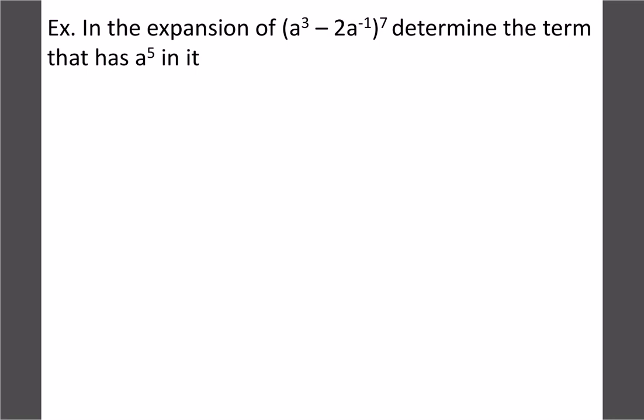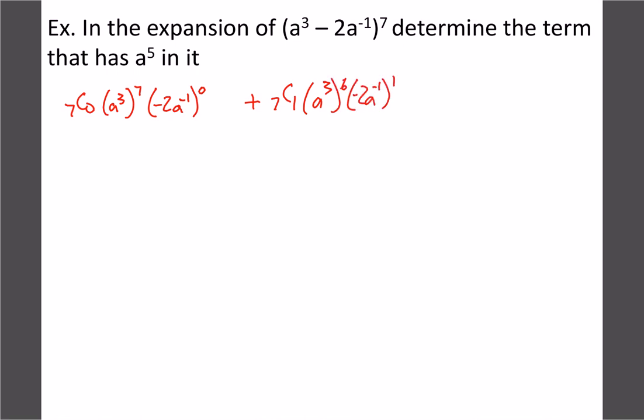So in this case, we've got a 7. So we'd have 7c0. Then we'd have our first term, which is a cubed to the 7. And then our second term, minus 2a to the negative 1 to the 0. And then our next one would be 7c1. We do a cubed to the 6, negative 2a to the negative 1 to the 1, and let's do one more, 7c2, a cubed to the 5, and negative 2a to the negative 1 to the 2. So let's just simplify these and see if we can figure out what the pattern is here.